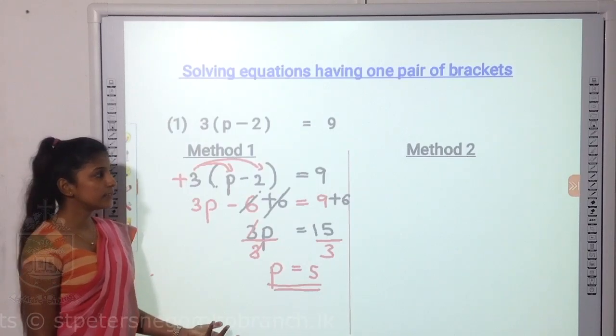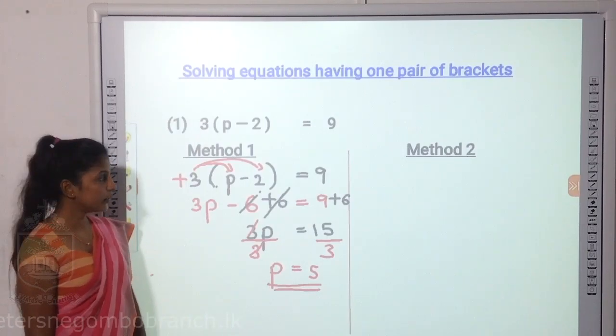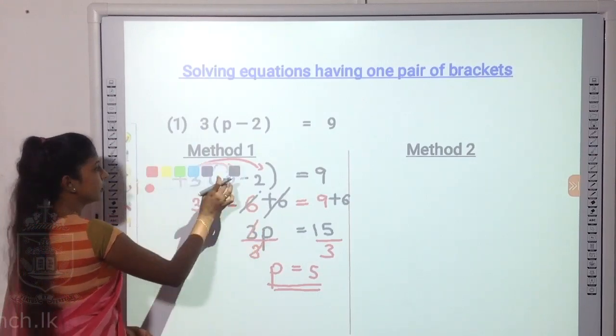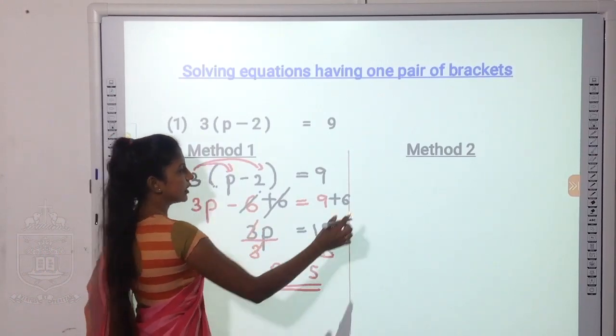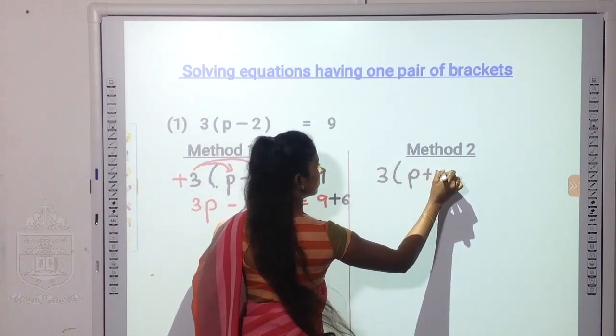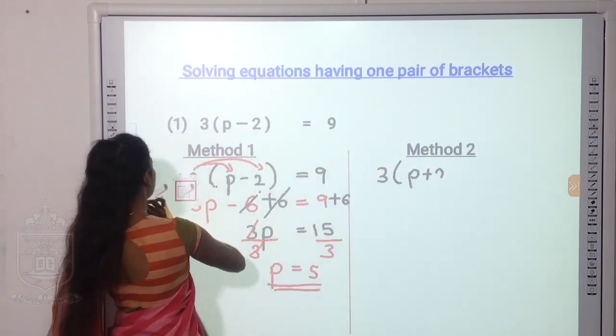Now there is another easy way of performing this calculation without multiplying like this. So let's see how we can simplify according to that method. So here the equation given is 3p plus 2. Sorry, it's not plus 2, it's minus 2.